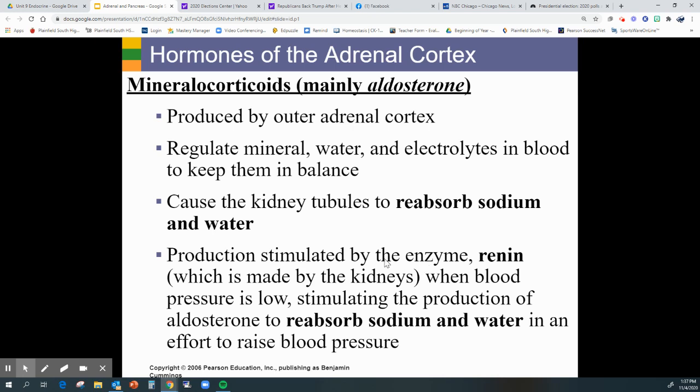The production also stimulates an enzyme called renin. Renin is made by the kidneys, and it happens when our blood pressure is low. So the whole idea here is we're trying to put more water back into our cardiovascular system to increase the volume, which will in turn increase the pressure. So the stimulation of aldosterone production causes the reabsorption of water and then increases our blood pressure pretty quickly. So that's one of the ways that we can do that.